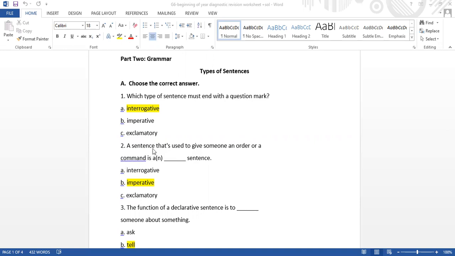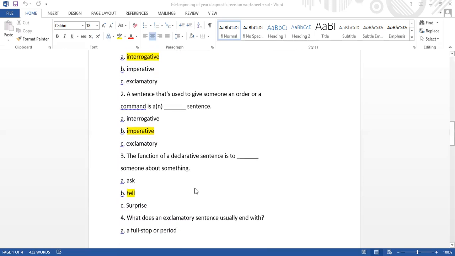Number 2, a sentence that's used to give someone an order or a command is an imperative sentence. An imperative sentence is a sentence we write to give someone an order or a command to do something. For example, bring me my water bottle. I'm commanding someone to bring me my water bottle. That's why it's called an imperative sentence.